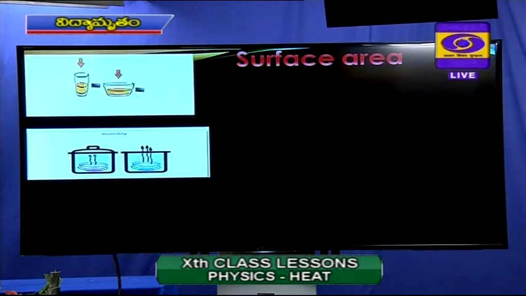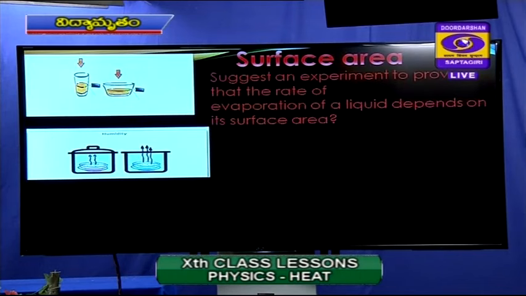Surface area. Now they will ask you one question like this: suggest an experiment to prove that the rate of evaporation of a liquid depends upon its surface area. They asked you a 2 marks question. You have to read this one. Don't mug up these types of experiments.